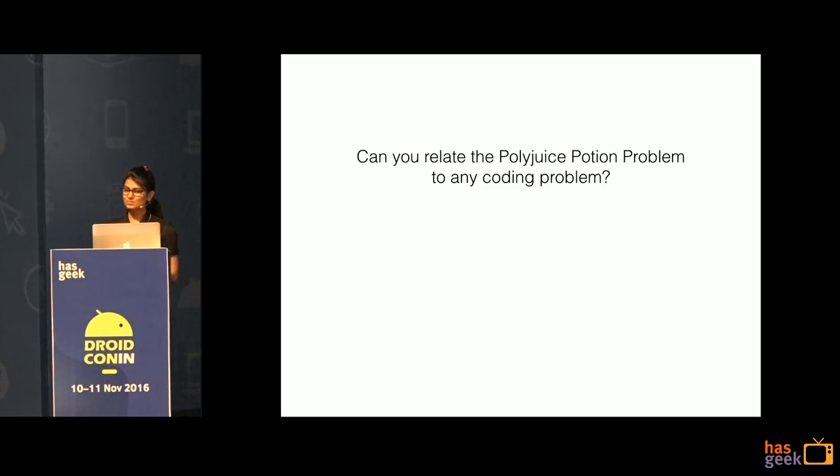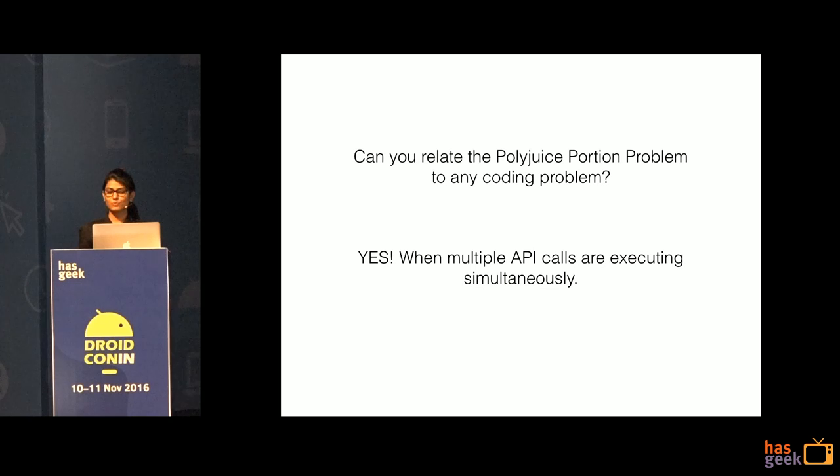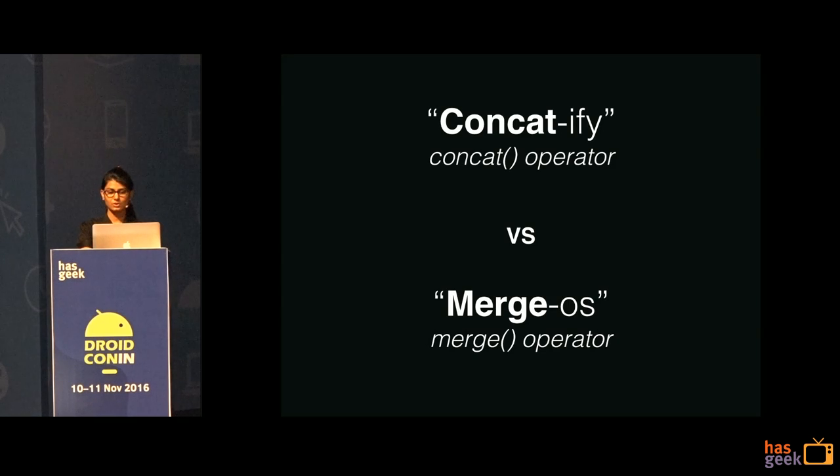So can you relate this Polyjuice problem to any coding problem? Yes, when multiple API calls are executing simultaneously, then you can use this operator. I'm going to do a demo about it.